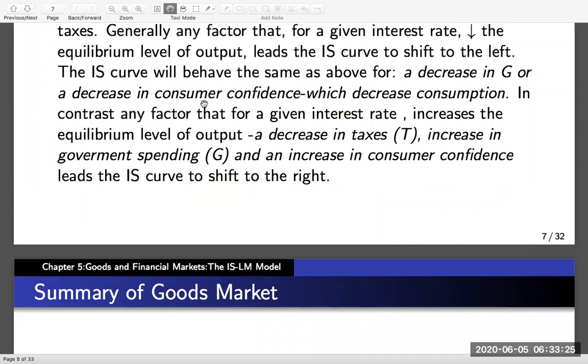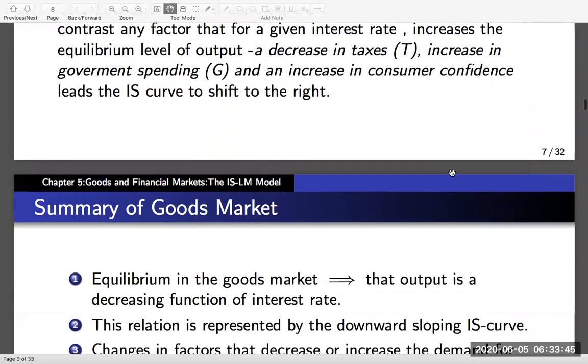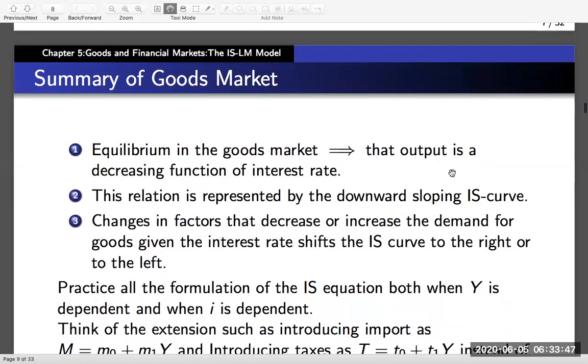Right, so the IS curve will behave the same way as above. So a decrease in government spending or a decrease in consumer confidence, which decreases consumption. In contrast, any factor that for a given interest rate increases equilibrium output, i.e. if you decrease taxes, increase government spending, or increase consumer confidence, your IS curve shifts to the right. So remember that. So, summary of the goods market so far.